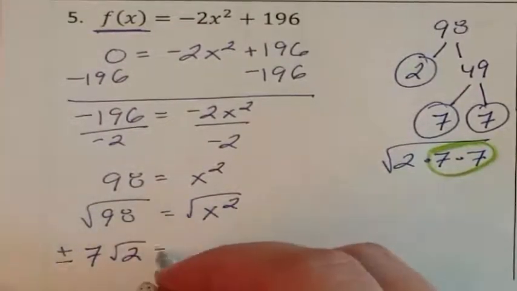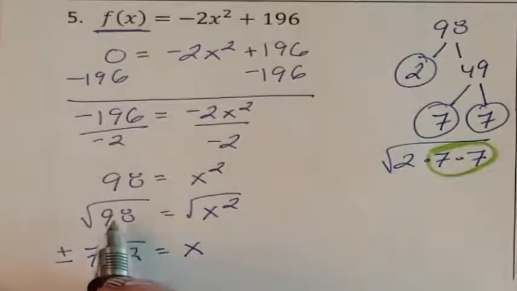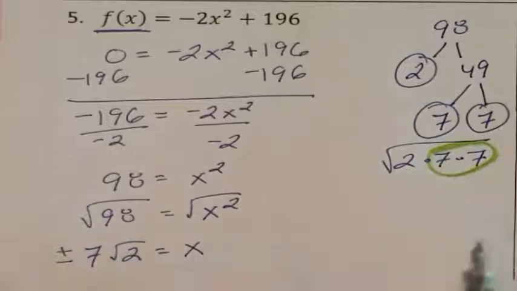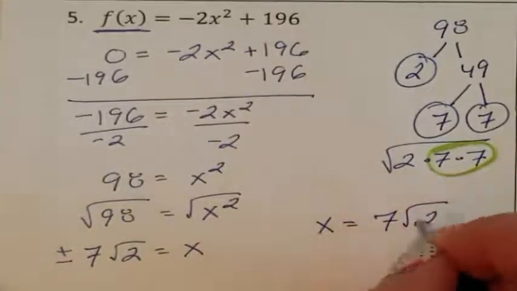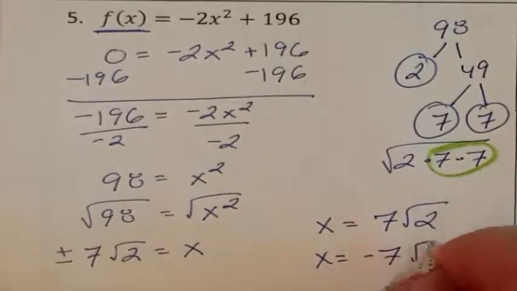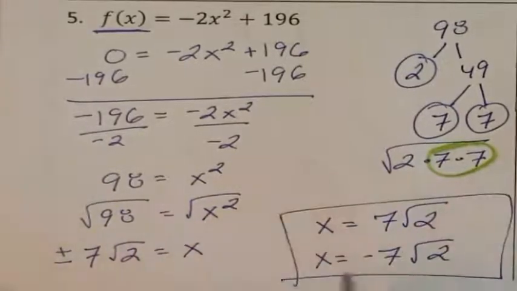The square root of x squared is x. I had no square root of negative numbers in here. So this is my 2 reals. I have 2 x-intercepts, the positive 7 root 2 and the negative 7 root 2. I still found two solutions. They're both just real solutions because neither of them have an imaginary i.